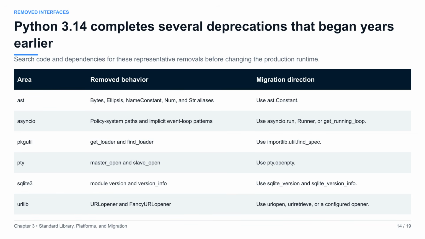Python 3.14 removes interfaces that have carried deprecation warnings across earlier releases. Representative examples include old abstract syntax tree constant aliases, legacy event loop patterns, pkgutil loader helpers, obsolete pseudo-terminal functions, SQLite3 module version names, and historic URL opener classes. The risk often sits in a transitive dependency rather than application code.